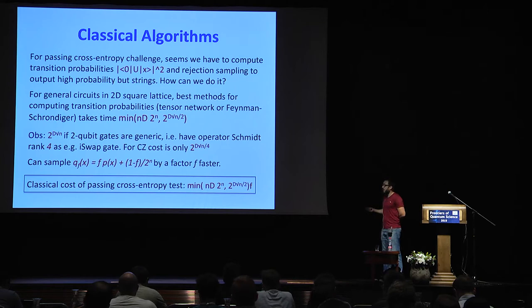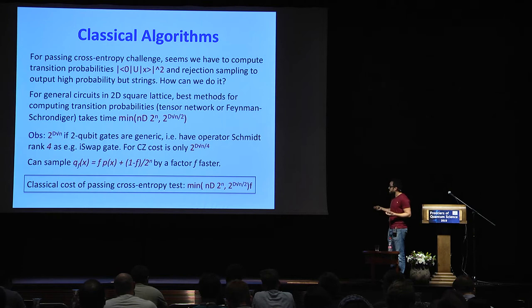You can sample a biased coin with probabilities f and 1 minus f. If you get the outcome associated to f, then you sample from P of X by brute force, by computing these transition probabilities and doing the procedure, which takes times this function. But if you get 1 minus f, you can simply sample uniformly from n bits. So this means that with noise, the classical simulation cost goes as this function times k times f.